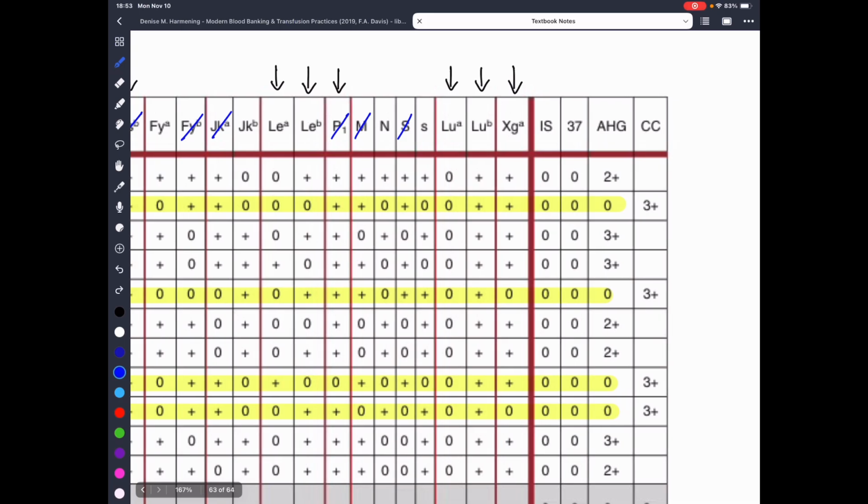And then we have LUA, LUB. This one is homozygous for LUB. If it were heterozygous, we could still cross them out. And then XGA is another one where there's only one allele. It's either there or it isn't, and here it is there, so we can cross it out.